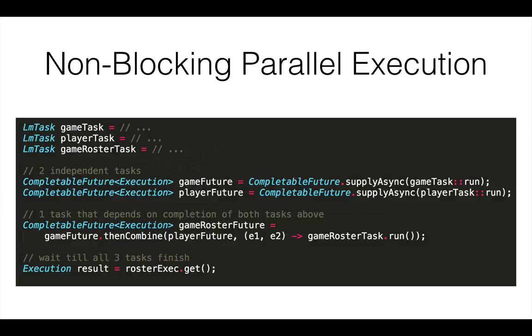But games and players don't depend on each other. So the list of games and the list of players are independent. So you can run those in parallel, and that's what we do here with CompletableFuture. We run those in parallel, but then our roster task will need to wait until both of them complete. So it does just that. It just combines the game futures and the player futures. That means the roster task will only be executed once those two are complete. So this is something that you can do to optimize your execution.